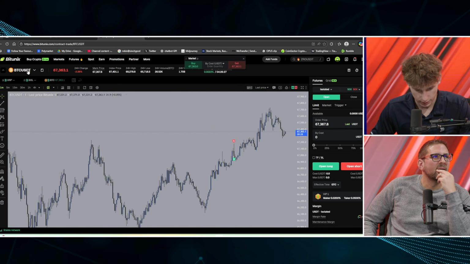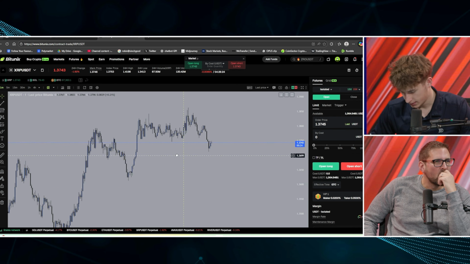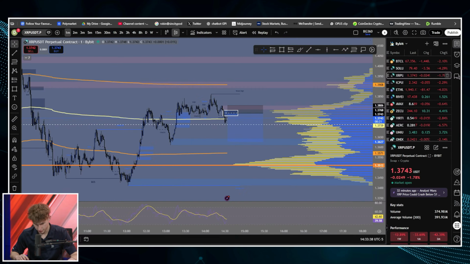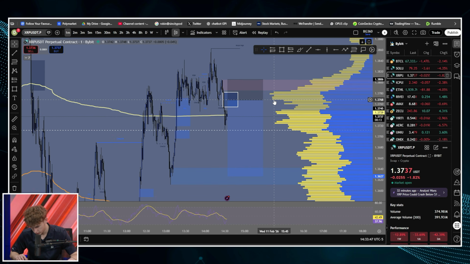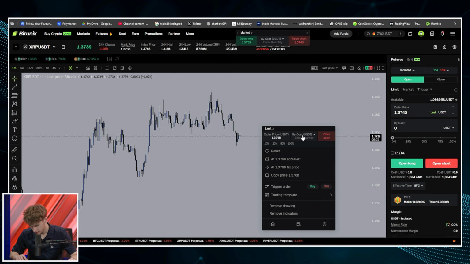All right, let's see. Here we go. XRP. Where are we at? There we are. This is our fair value gap right here. Let's see what our entry was. Zoom out. 1.3768. This is for a short?